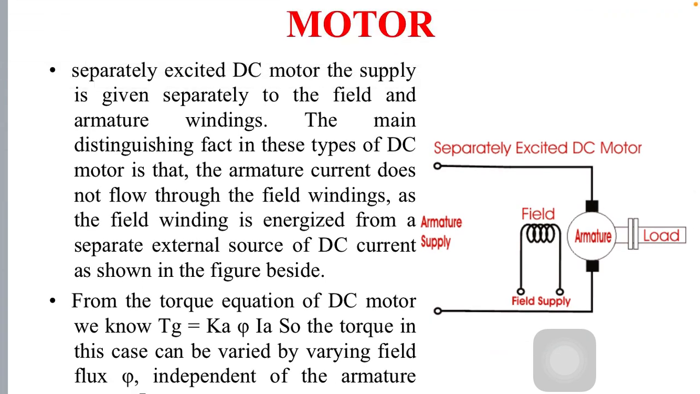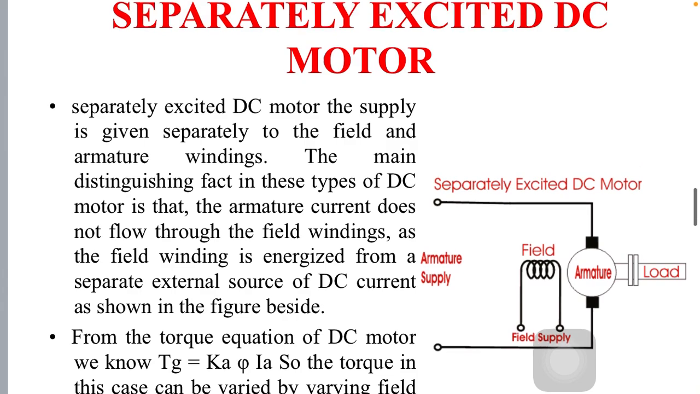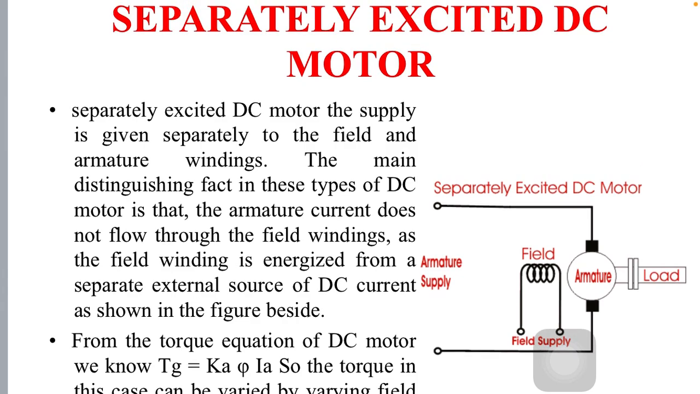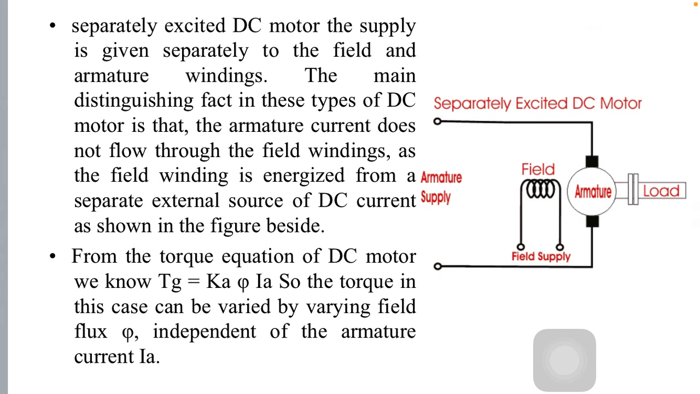As the name suggests, separate excitation means the field has a separate supply. So in a separately excited motor, supply is given separately to the field and the armature winding. The main distinguishing fact is that the armature current does not flow to the field, meaning field and armature both have a different supply, right? The field winding is energized from a separate external DC source. So in the figure, the field gets a separate supply and the armature gets a separate supply. Both are independent, and through both we can do speed control. That is the advantage of this.